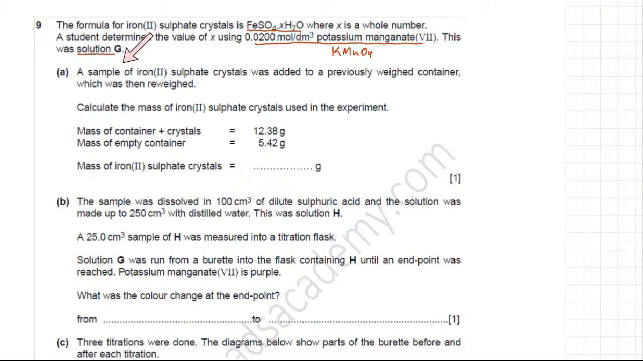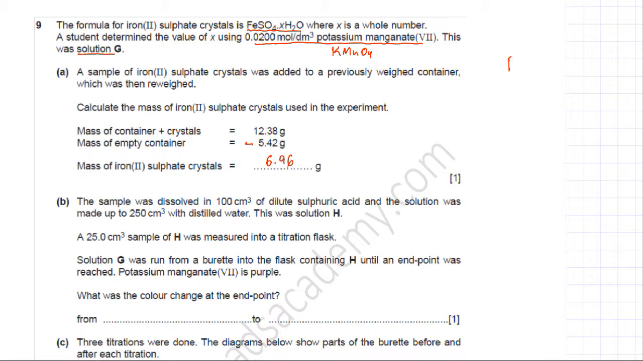The first part of the question states that a sample of iron(II) sulfate crystals was added to a previously weighed container, which was then reweighed. So calculate the mass of iron(II) sulfate crystals used in the experiment. A table is given where the mass of the container plus crystals is 12.38 grams, and the mass of the empty container is 5.42 grams. To figure out the mass of the crystals, you simply subtract the two values, to get rid of the mass of the container. So 12.38 minus 5.42 gives 6.96 grams, the amount of crystals present in the container.